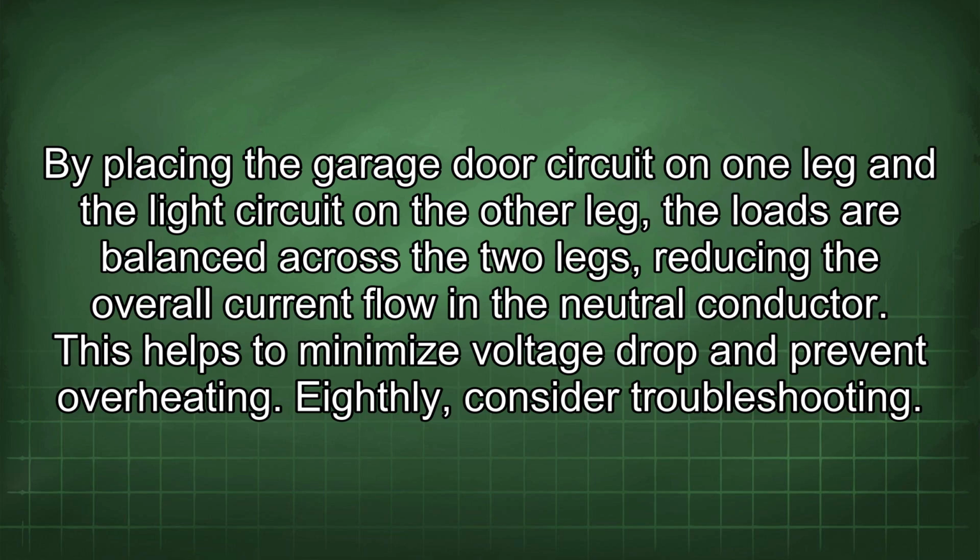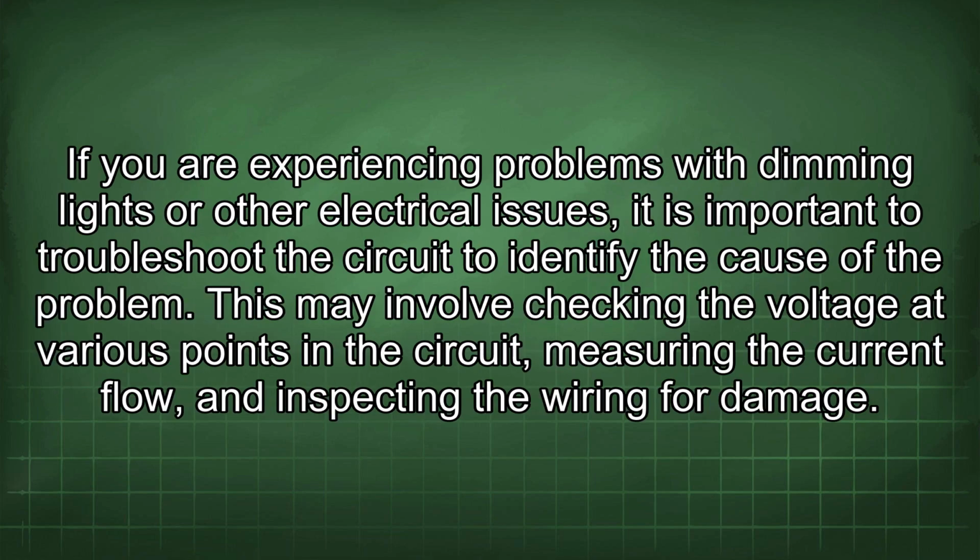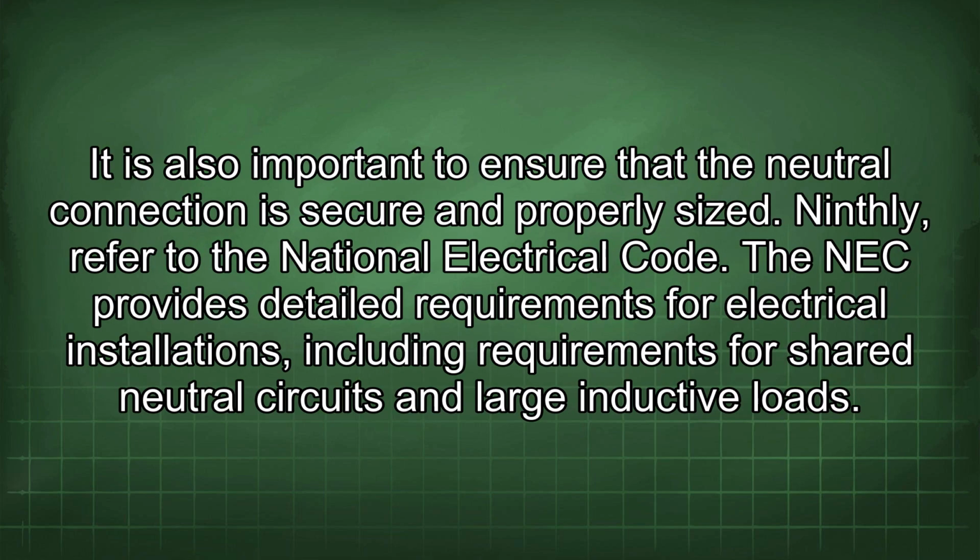Eighthly, consider troubleshooting. If you are experiencing problems with dimming lights or other electrical issues, it is important to troubleshoot the circuit to identify the cause of the problem. This may involve checking the voltage at various points in the circuit, measuring the current flow, and inspecting the wiring for damage. It is also important to ensure that the neutral connection is secure and properly sized.